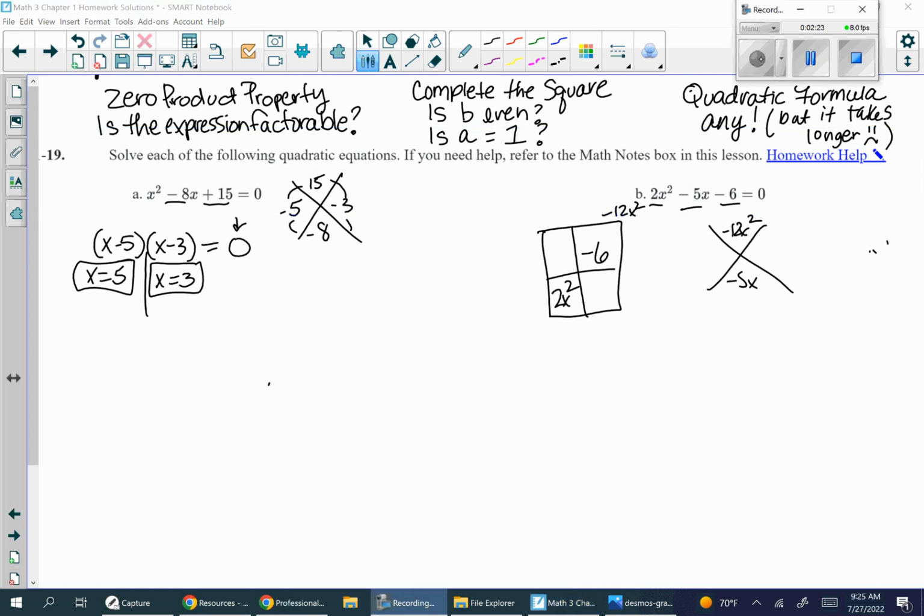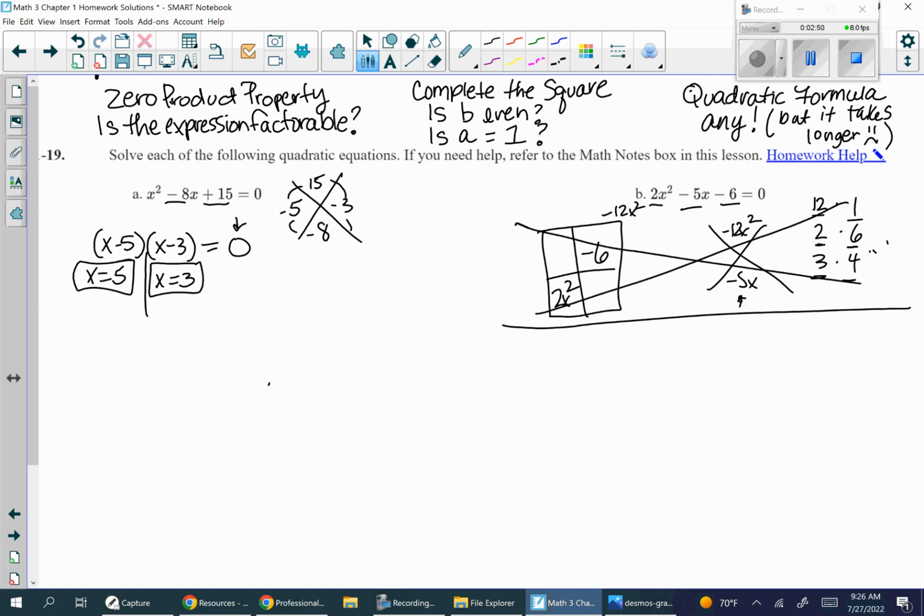All right, so the factors of 12 are 12 times 1, or 2 times 6, or 3 times 4. And there is no way to take 12 and 1 and add it together or subtract it in order to get negative 5. 2 and 6, same thing. There's no way to get negative 5. 3 and 4, there's no way to get negative 5 out of there. So what that means is that this expression is not factorable. So we are going to have to find an alternate method. All right, factoring won't work.